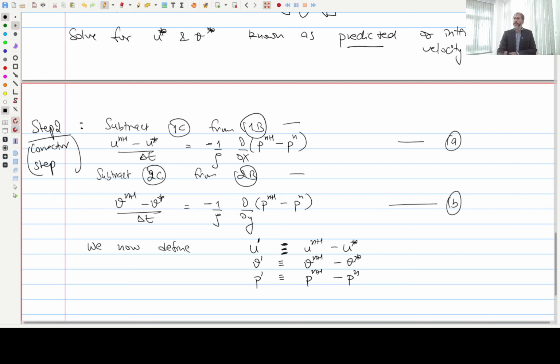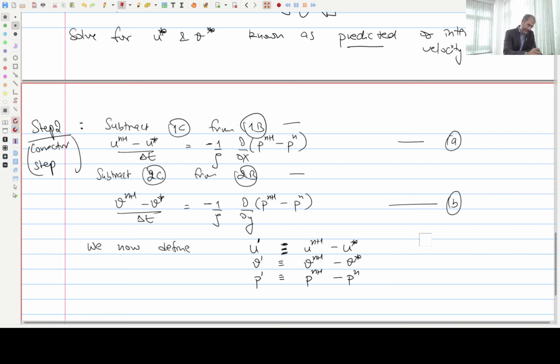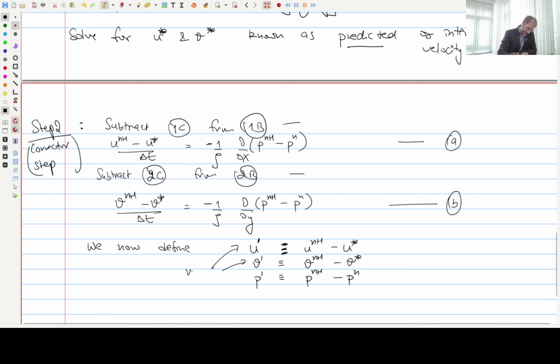And we'll call them some names because I don't want to use u prime and v prime in discussion. So I'll call u prime and v prime the corrections for the x and y velocities. So these two terms are called velocity correction, and this one is called pressure correction.